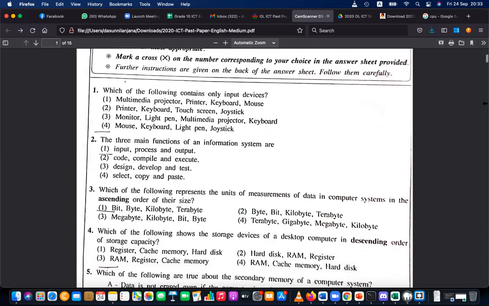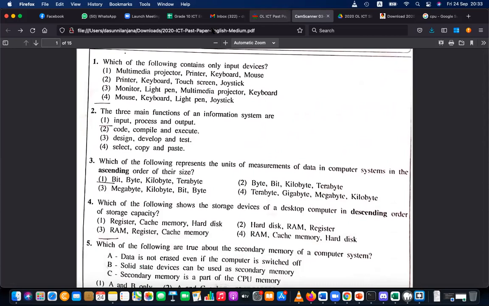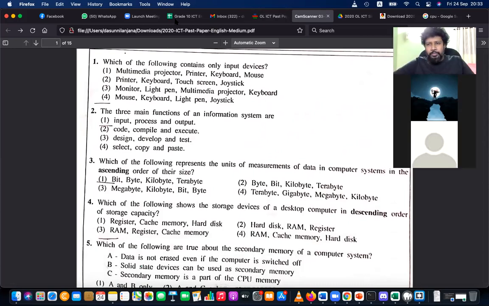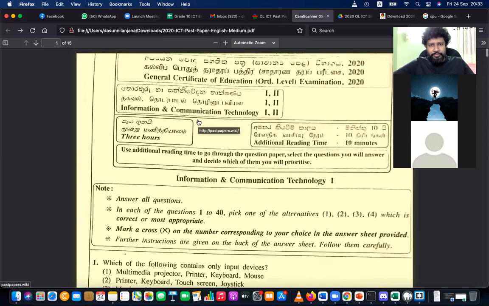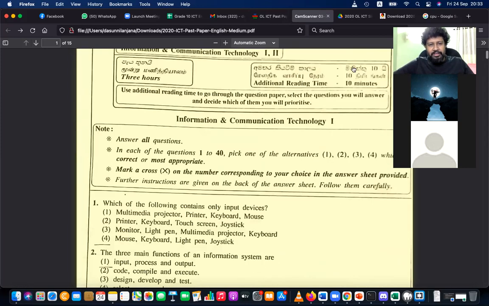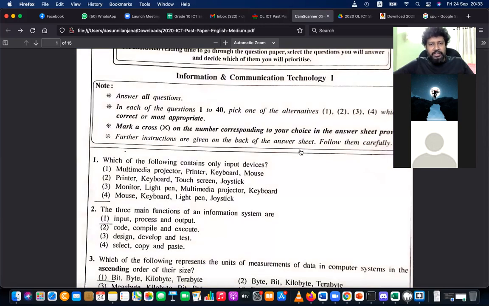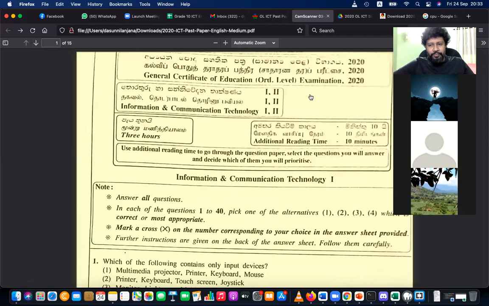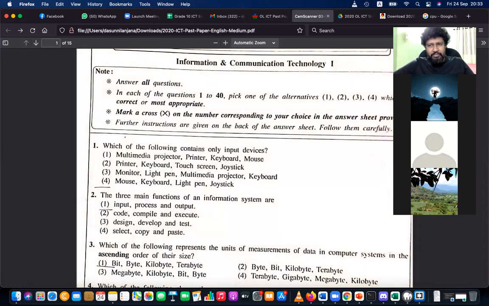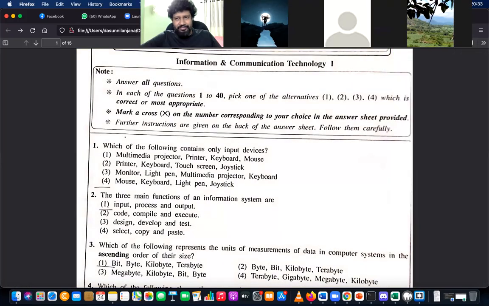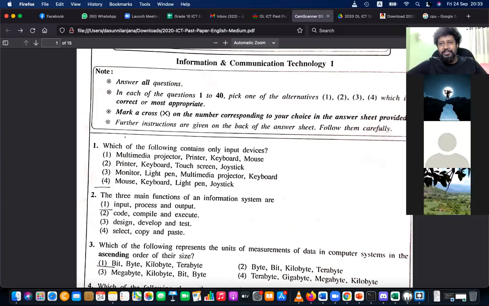This is the 2020 paper. Before I start discussing, I must tell you something valuable. Point number one: we are discussing the 2020 paper, but it's really easy to download the marking scheme for it. So even if you know the answers, that doesn't matter, because we don't want to answer this 2020 paper again. That is not the aim of discussing this paper. We have to answer the 2021 paper, not this.